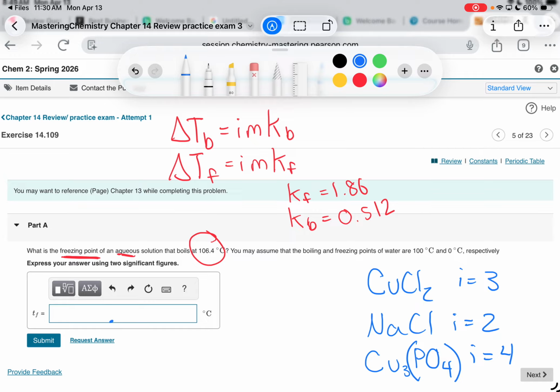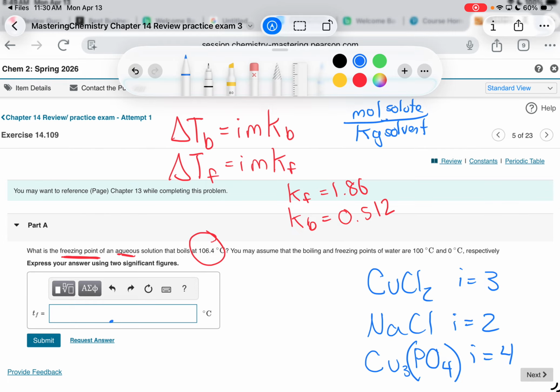And then M is molality. The little m is molality, which is moles per kilogram solvent. So moles solute per kilogram solvent. Okay, and then the constant.